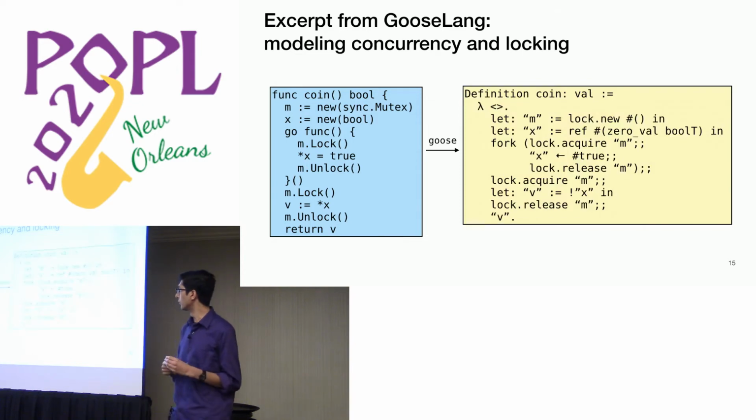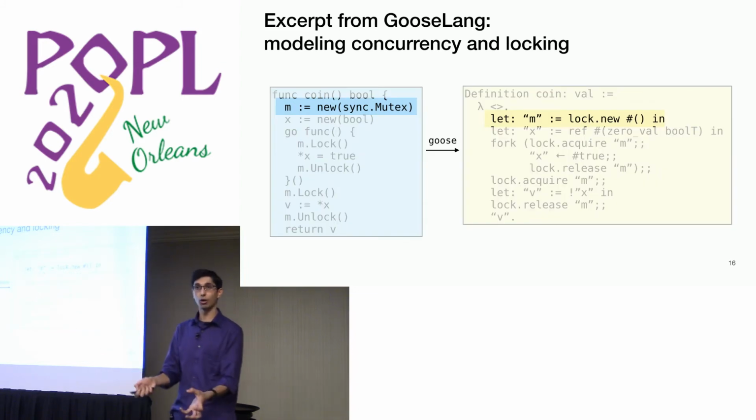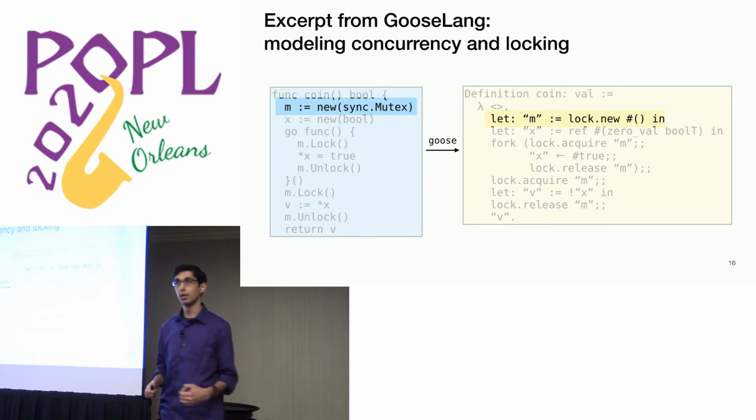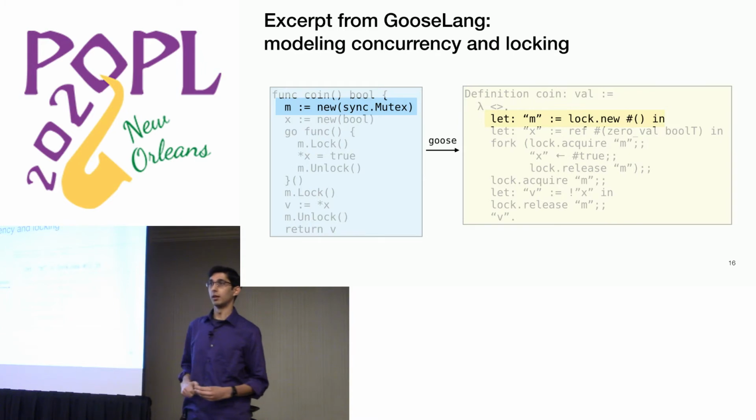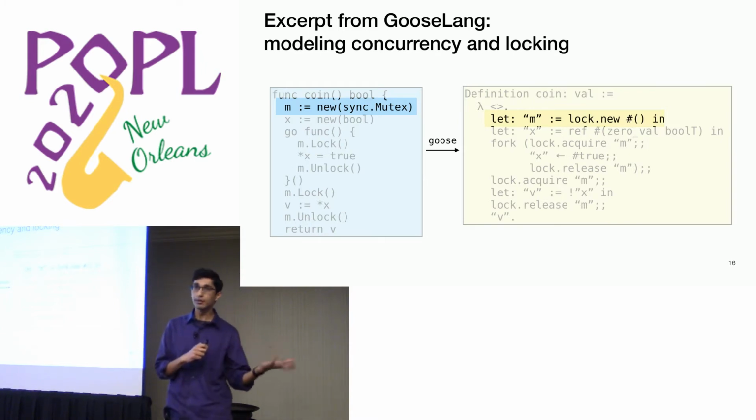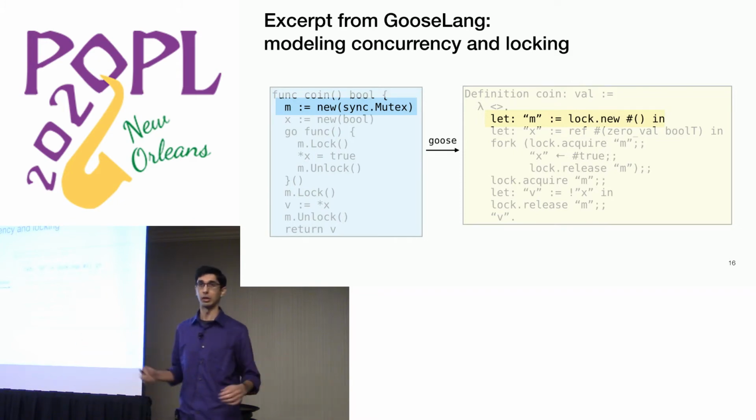So what does this translate to? I'll highlight some interesting aspects of the translation. The first aspect that I want to highlight is that this whole new sync mutex call is a primitive that we support with a model of locks. And the model of locks is actually just a spin lock implementation in GooseLang. It's not that Go's mutexes are literally spin locks, but spin locks are still an accurate model of how locks work. It has the right blocking behavior.